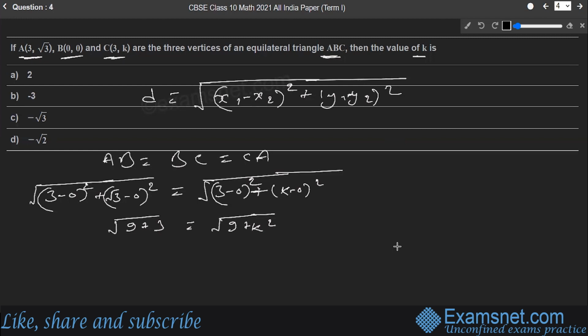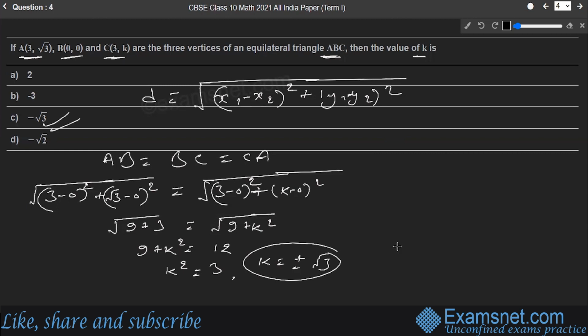If we solve this further, we're going to get 9 plus k square is going to be 12, which gives us k square value as 3, and which gives us k value as plus minus root 3. So these are the two values of k we are getting. So we have to see among the options which is going to be the right answer. So minus root 3 is already given, so option C becomes the right answer, C.